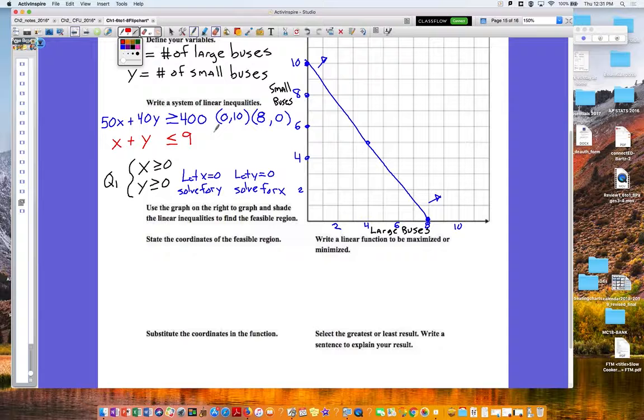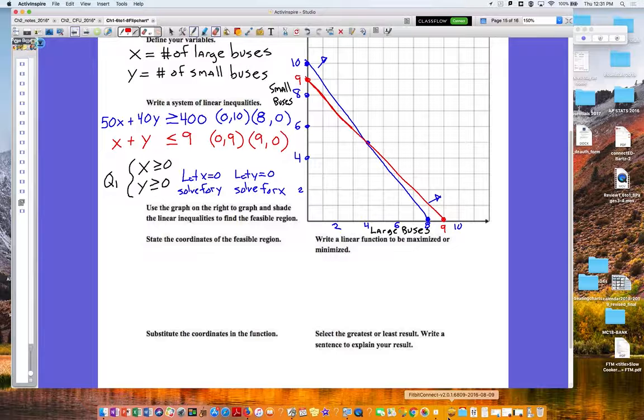So now I do the same thing for my red inequality. So if I let x equal 0, well, if I don't order any small buses, that means I have 9 drivers. Let me rephrase. If I don't get any large buses, I can do 9 small buses. Vice versa. If I don't order any small buses, all the drivers could drive the large buses. So I could do 9 of each. So here, 0, 9, 9, 0. So I'm going to connect those together. A little off there, but that's all right.